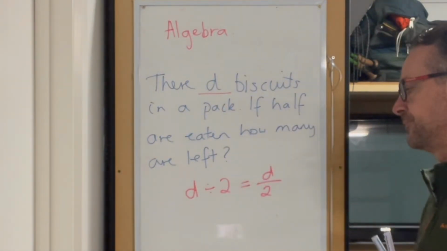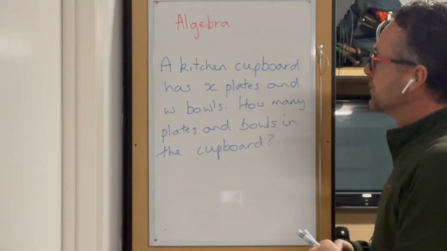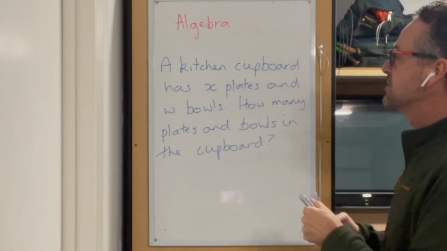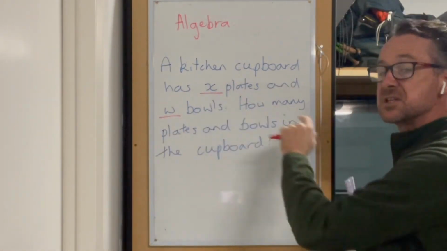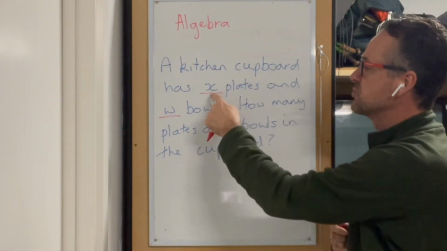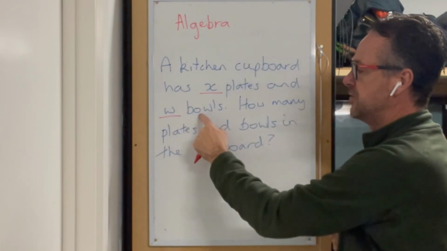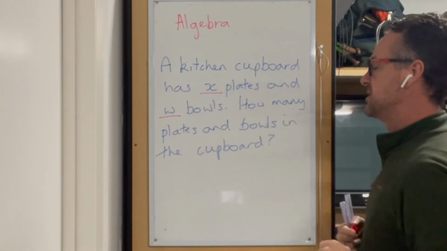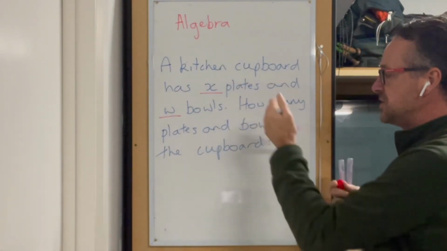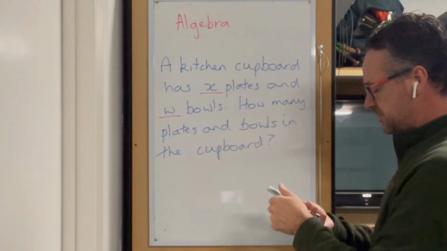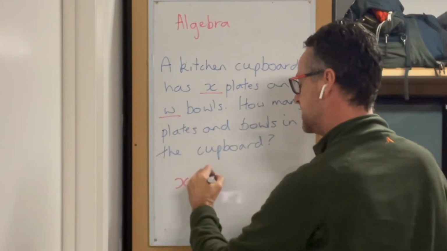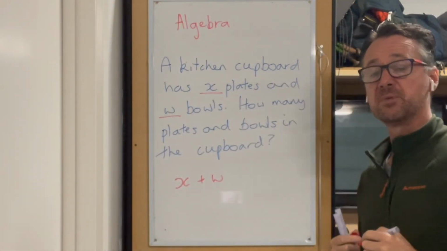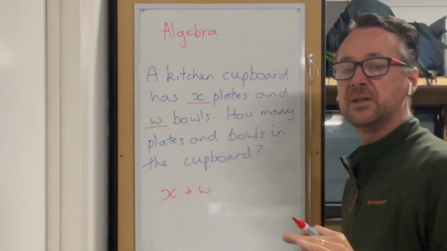Okay, so a kitchen cupboard has X plates and W bowls. So in this question there are 2 pronumerals. X refers to the number of plates and W refers to the number of bowls. How many plates and bowls in the cupboard? So this is simply an addition. The and is an addition, so we've got X, and we want to add on the W, equals the number of plates and bowls in that cupboard.